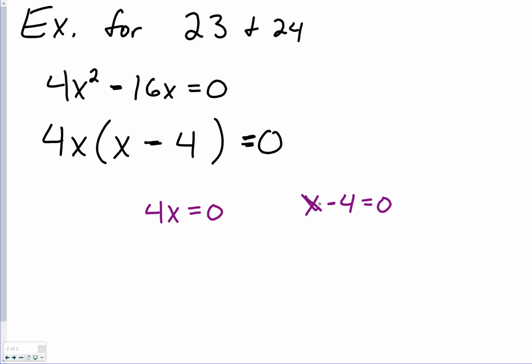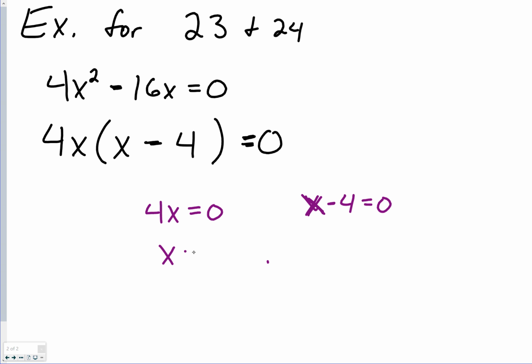So Esmeralda told us that we're going to have values for x that make this true. And in this case, how many answers or solutions will we have? We're going to have 2 solutions. Do you guys remember at the very beginning of the problem? It said x squared. That's how many answers you'll have.